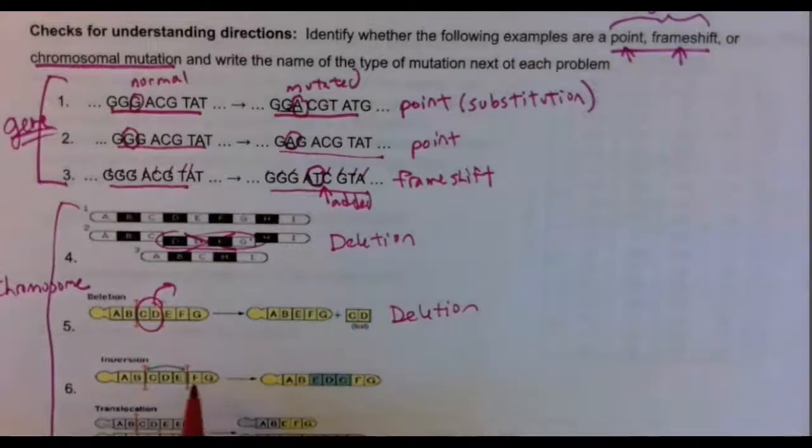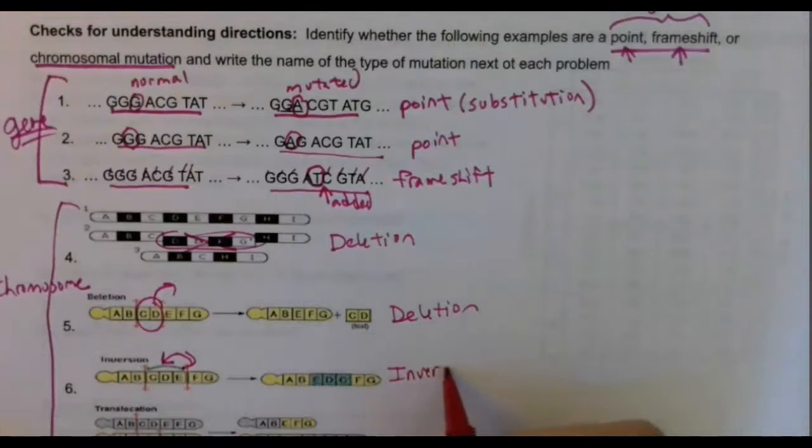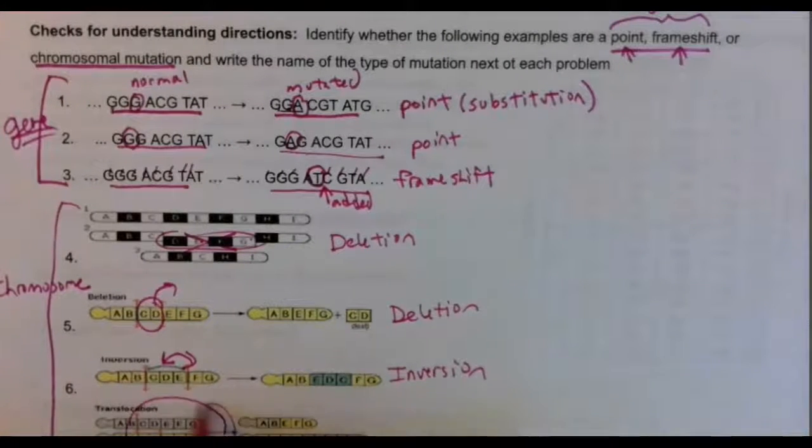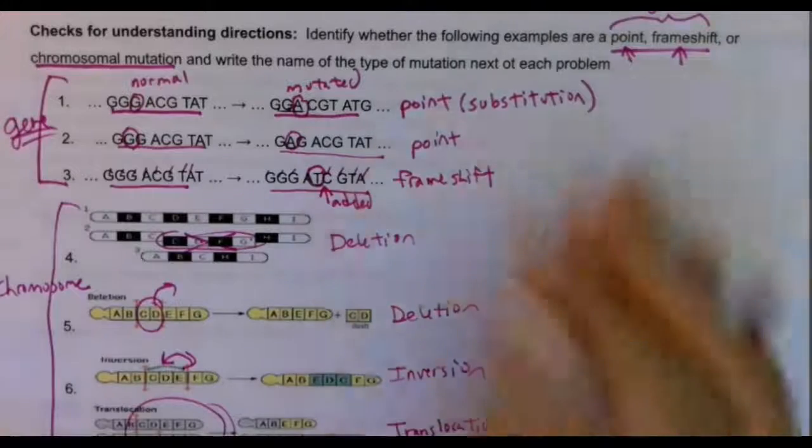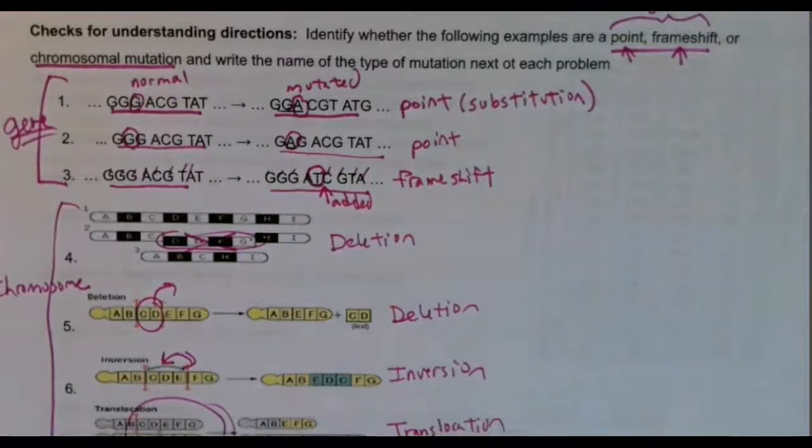On 6, it looks like the order of these were switched. So we have an inversion. And on 7, 2 chromosomes exchange information. So in my mind, that is a translocation. So please fill out your notes, and in class, we'll go over the next step.